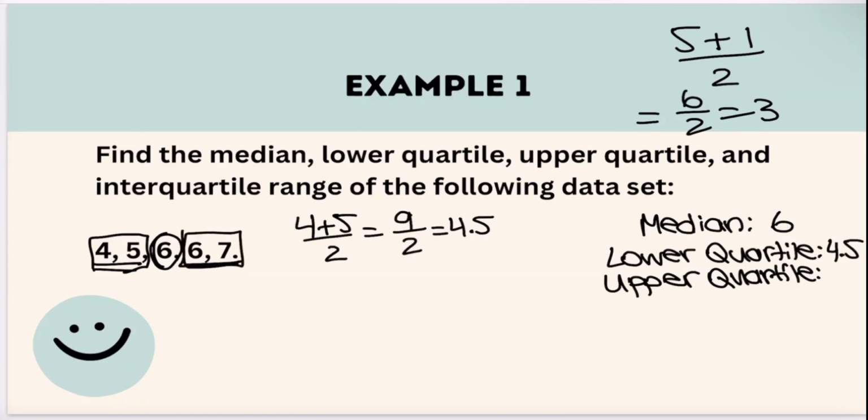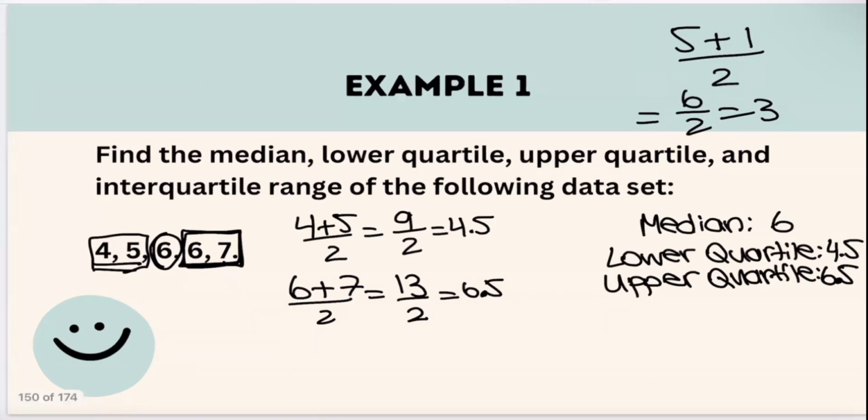For upper quartile, we need to take the middle number of 6 and 7. In this case, since there's no one middle number, we're just going to take the average of both these numbers and divide by 2. And if we do that, we get 6.5. Or if you just knew that the number halfway in between 4 and 5 is 4.5, and the number halfway between 6 and 7 is 6.5, that also works as well.